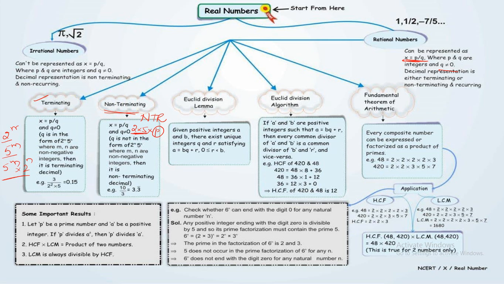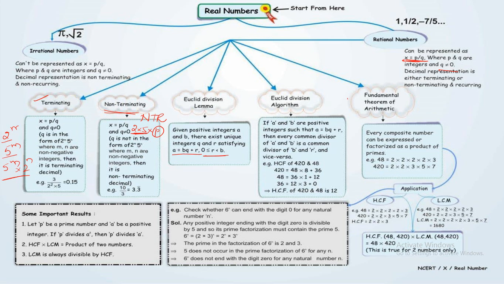Next we have Euclid's division lemma. What is Euclid's division lemma? If a and b are any two positive integers, then they can be expressed as a is equal to bq plus r, where q and r are two unique numbers, and r lies between 0 and b, right? Using this Euclid's division lemma we can find the HCF of the given numbers. That is one of the applications of Euclid's division lemma.